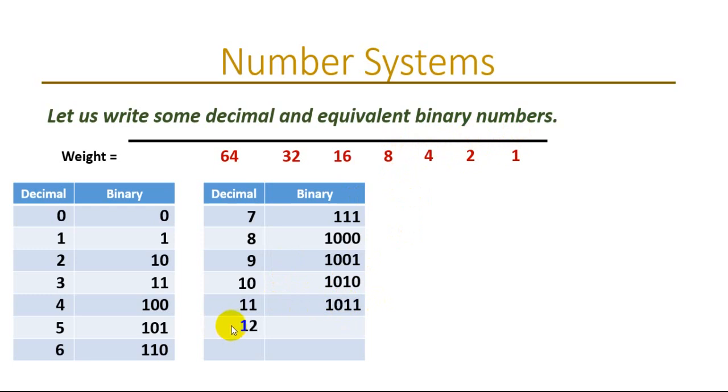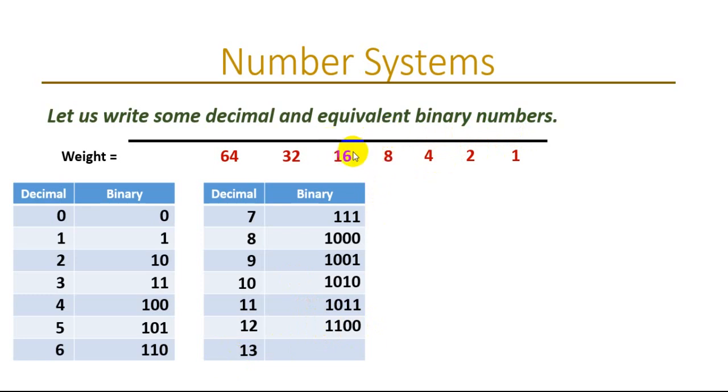Okay, 12. 12, how do we do? One 8 and one 4. 8 plus 4 is 12. So we already got the number. So the rest of them will be zeros. So 1 1 0 0 is how you write 12 in binary number.